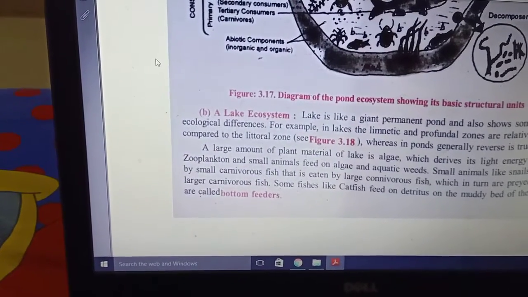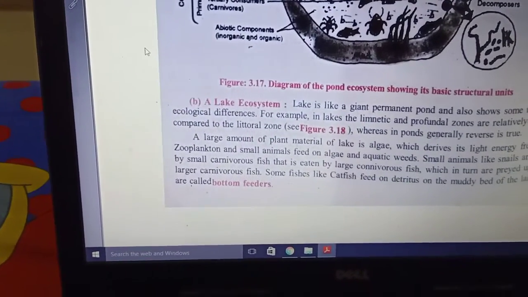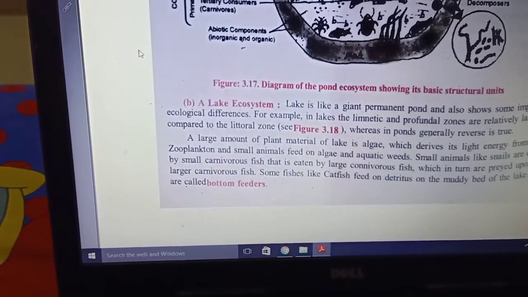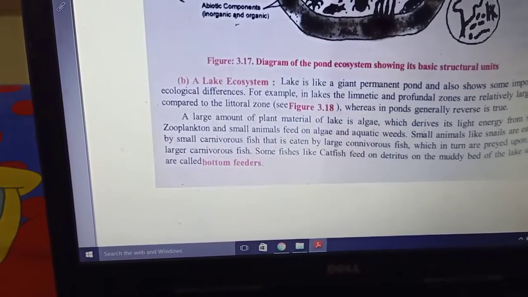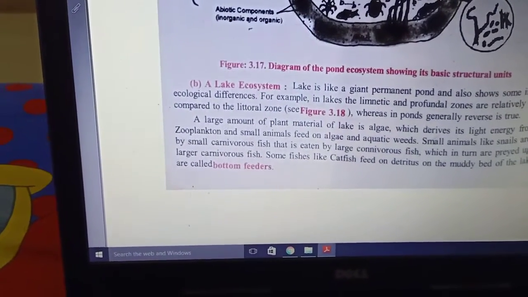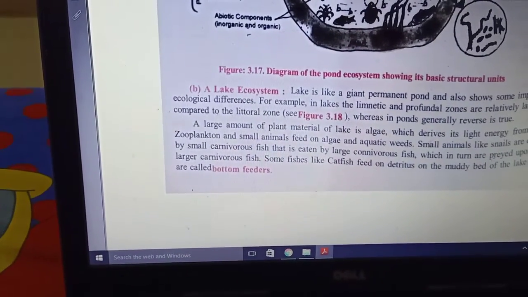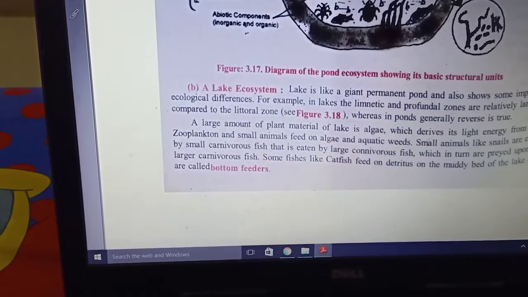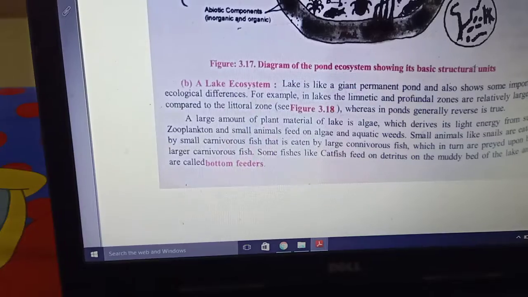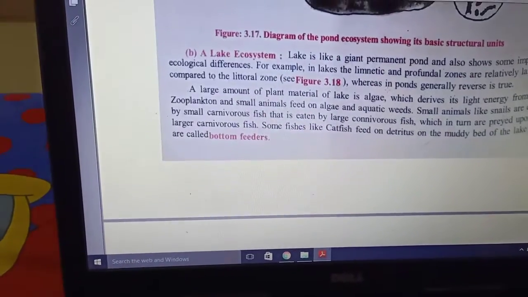A lake is a joint permanent pond and also shows some important ecological differences. A lake has limnetic and profundal zones, which is larger than that. A large amount of plant material in a lake is basically algae. That is one difference, which derives its light energy from the sun. Zooplankton and small animals feed on this algae and aquatic weeds. Small animals like snails are eaten by small carnivorous fish, which are eaten by large carnivorous fish.